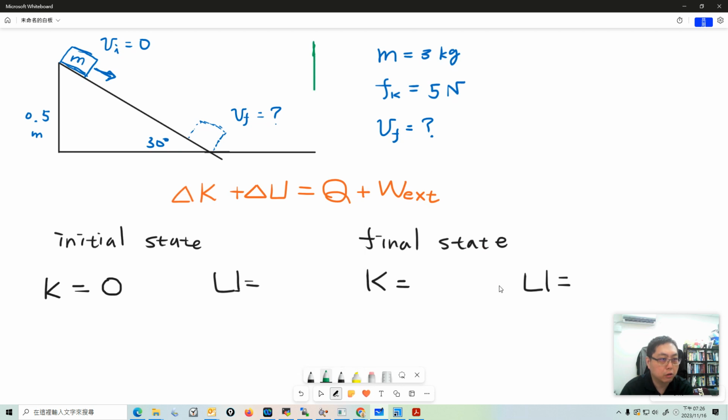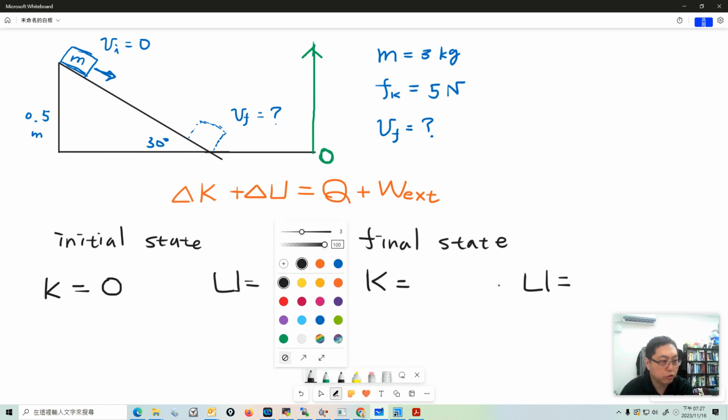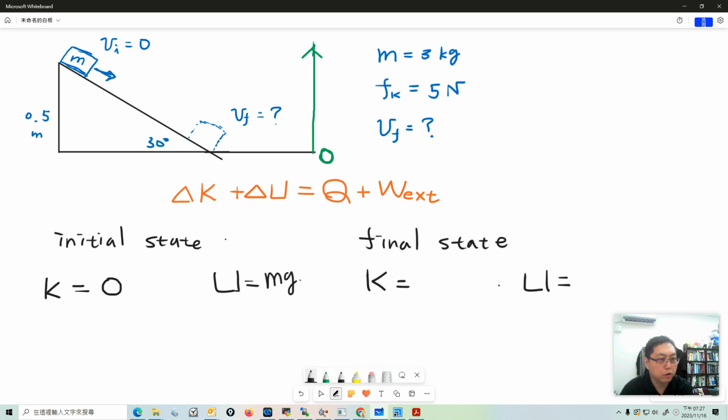Let's suppose this is the y direction. We set the origin of the height, the zero point, here. So mg times h. With the origin of height here, the initial position is 0.5 meter higher than the ground, so it's mg times 0.5.